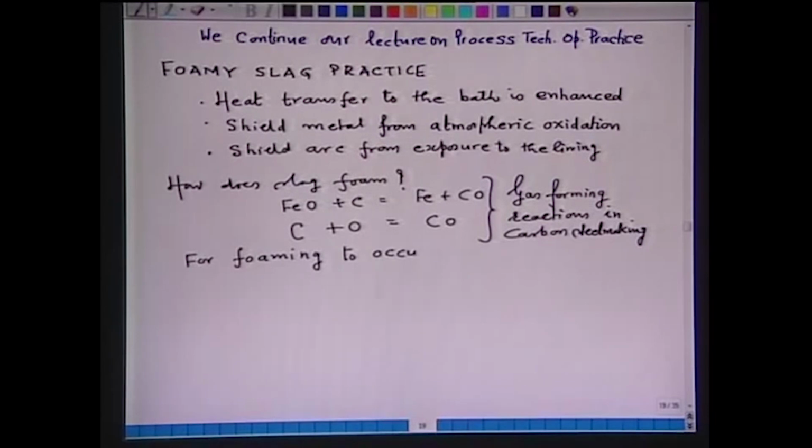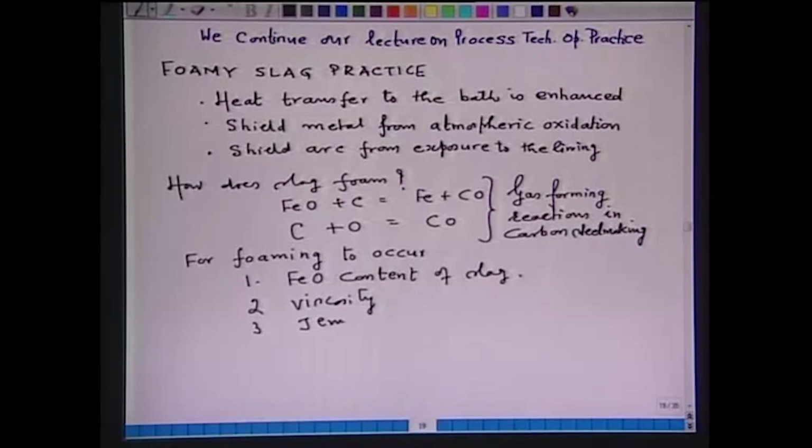during the operation, what is required? One required FeO content of slag, then slag should have viscosity. I won't say low viscosity, I will not say also high viscosity, but that viscosity which allows the entrapment of the carbon monoxide bubble. Temperature, and above all the most important thing is availability of carbon.